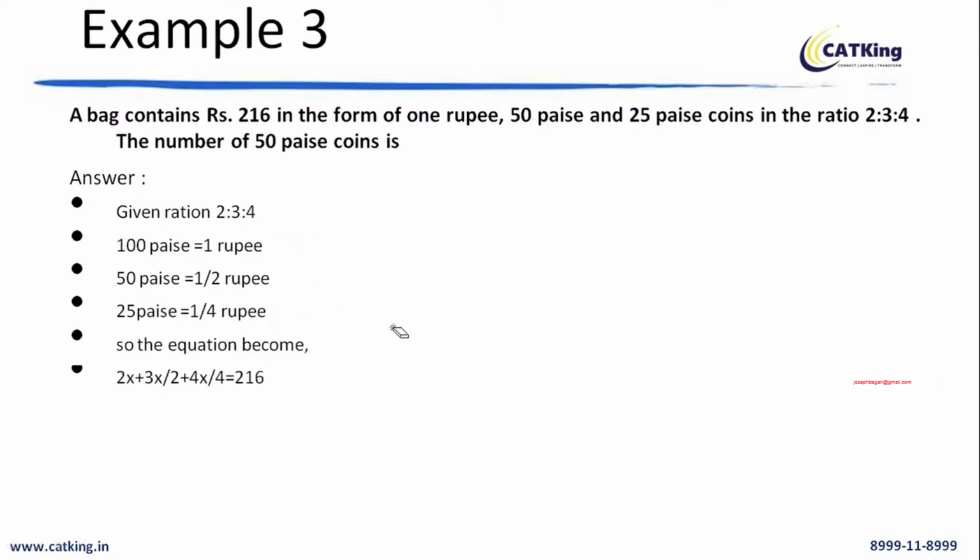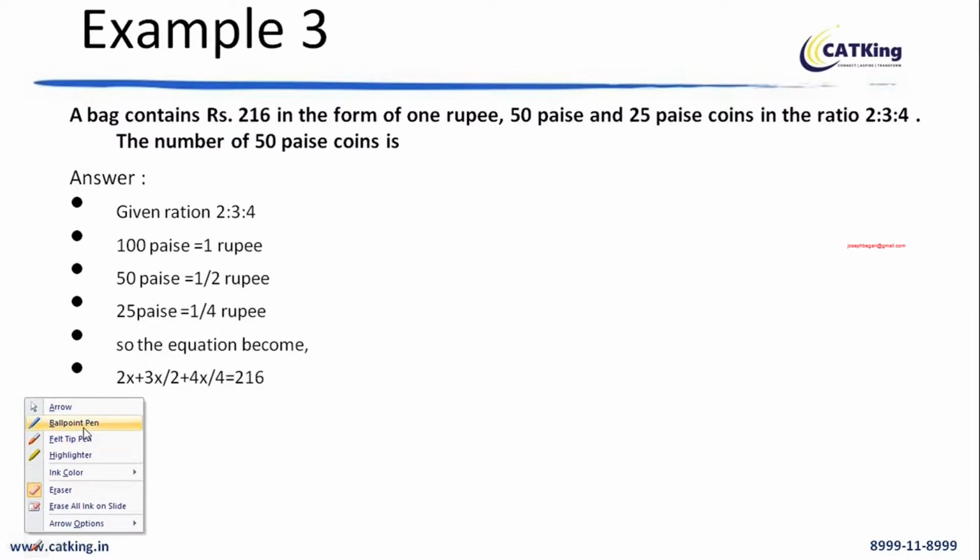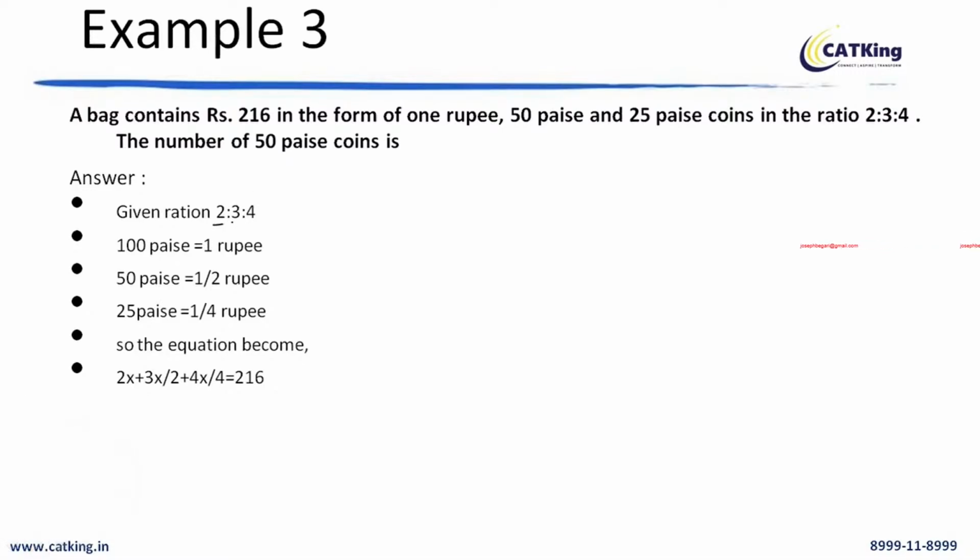Alright. So the equation becomes 2x plus 3x by 2 plus 4x by 4. Correct? 2x because the corresponding value for 1 rupee in the ratio is basically 2. Corresponding value for 50 paise is 3 and corresponding value for 25 paise coins is 4. So we get 2x plus 3x by 2 plus 4x by 4, and before we move on, let's try to solve this. So that is 2x plus 3x by 2 plus x, which is equal to 216.